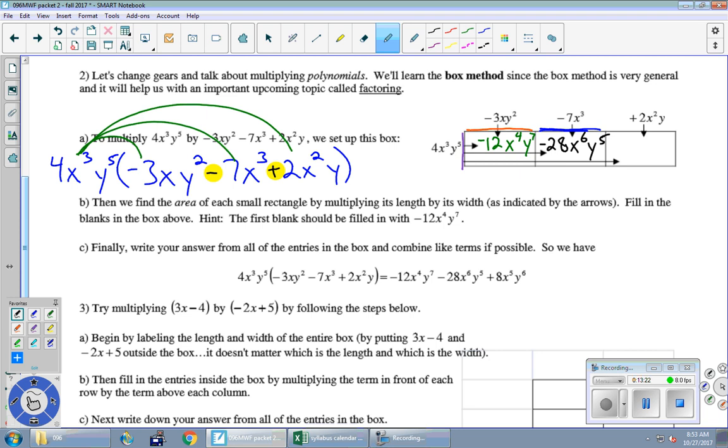Go ahead and do the same thing for the last rectangle. Carefully figure out where the length and width are, and then put the answer in the blank. Okay, what do we get? 8x to the 5th, y to the 6th. Everybody agree? That's good to me.